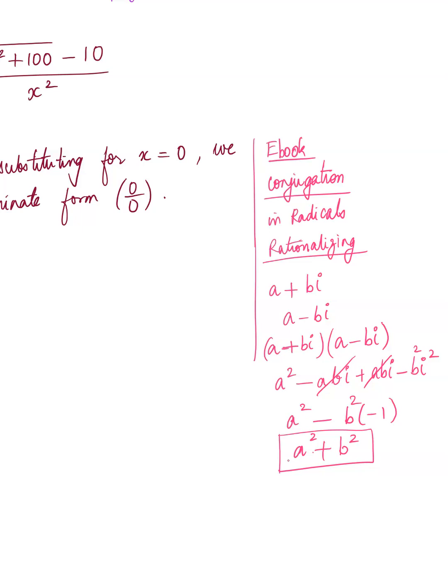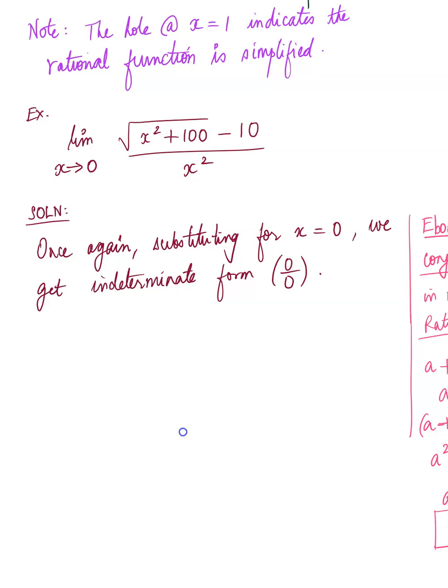All right, so coming over here, we're going to use the idea of conjugate. Let me write this first, as it is. This is the square root of x squared plus 100 minus 10 over x squared. If you look at the denominator, to think about a conjugate you need at least two terms, right? Only then can you put the opposite sign in between them. But here you have a single term. So we're not talking about the conjugate for the denominator. We're talking about it for the numerator.